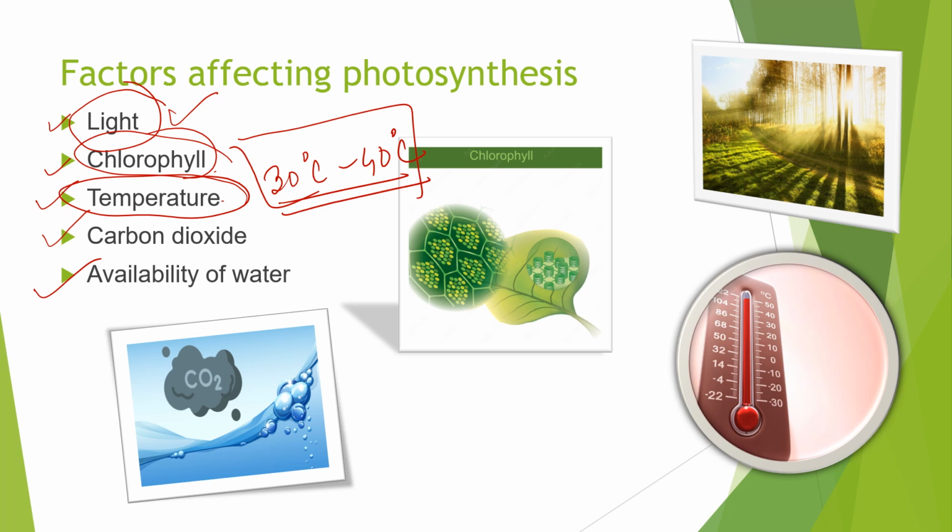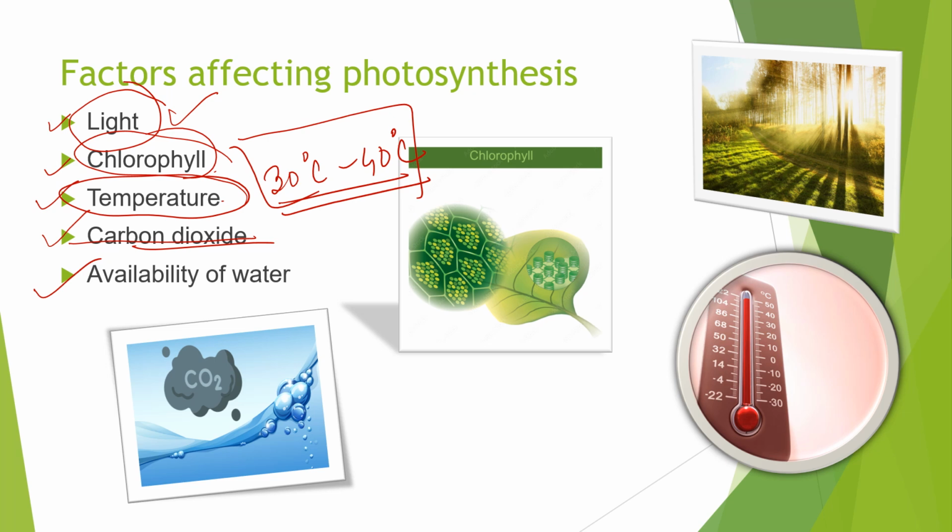Now, carbon dioxide. The rate of photosynthesis increases with the increase in the concentration of carbon dioxide. Okay, is it clear? The more carbon dioxide is present in the atmosphere, the more photosynthesis will be happening.